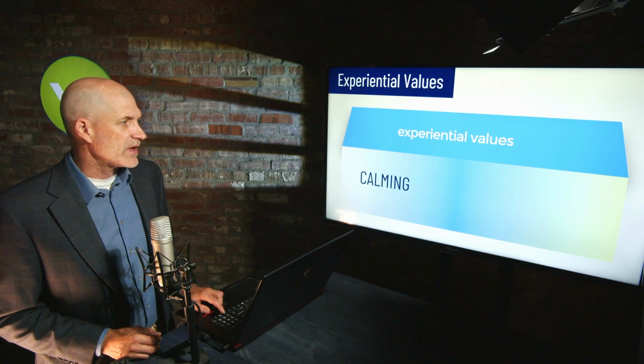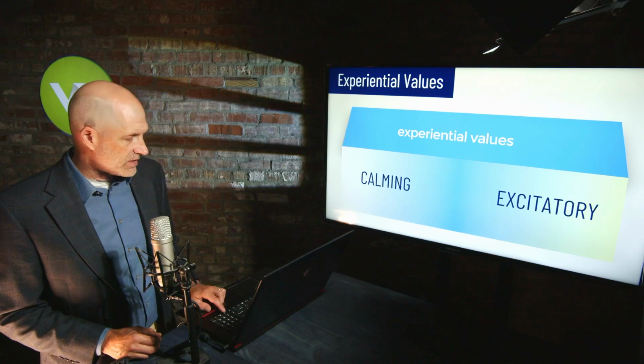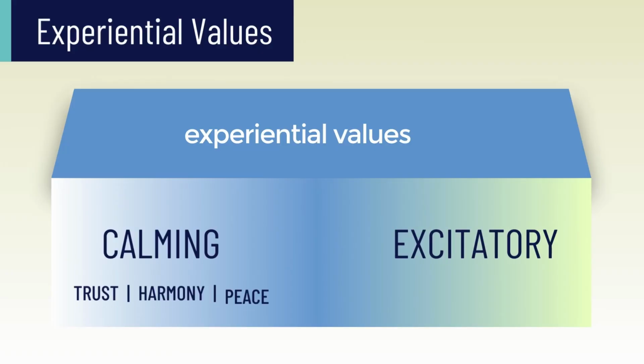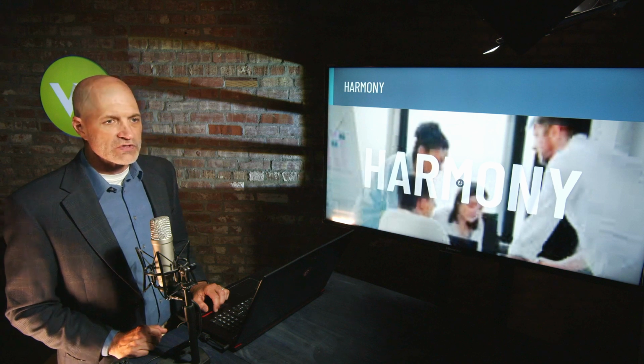And remember, we're talking about the calming side right now, and then there's the excitatory side. The calming side is made up of trust, harmony, and peace. We'll be looking at harmony today. Excitatory will be wisdom, nobility, and joy, and we'll look at those later down the line. So let's focus on harmony.